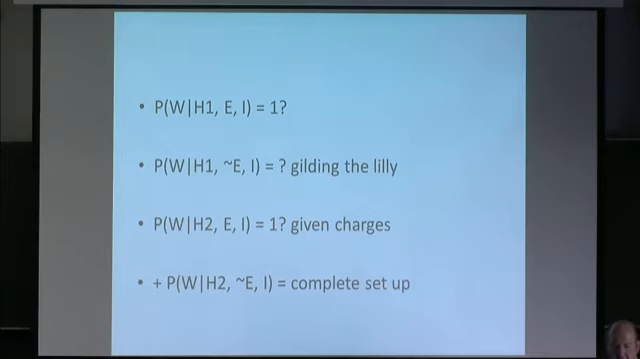What about the probability that the witness would make this statement given that Chummy was guilty, but he hadn't actually run his hand up her leg? Well, the probability of that must be above 0, I would suggest, gilding the lily.